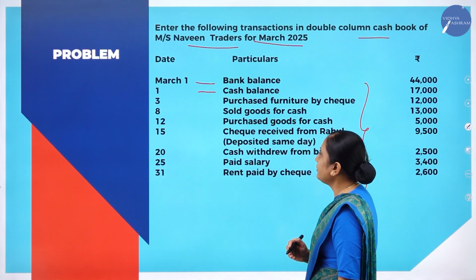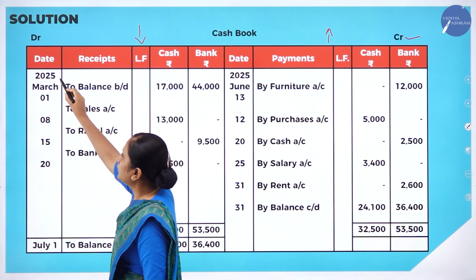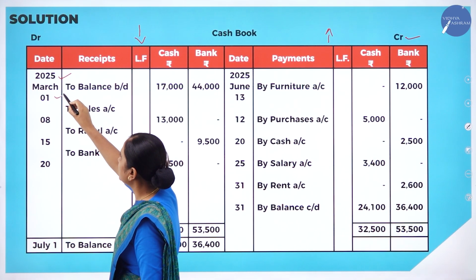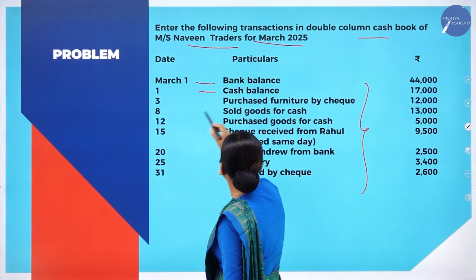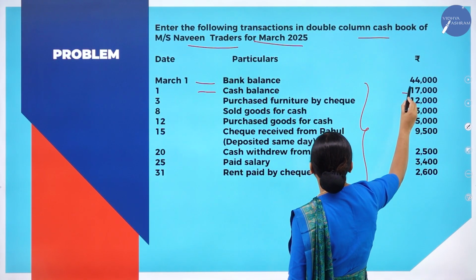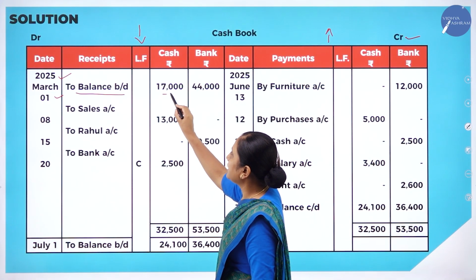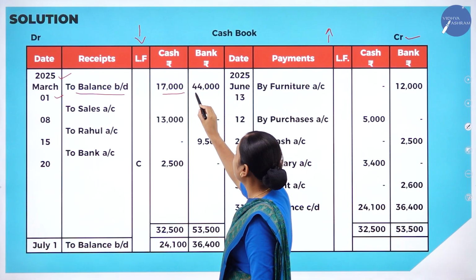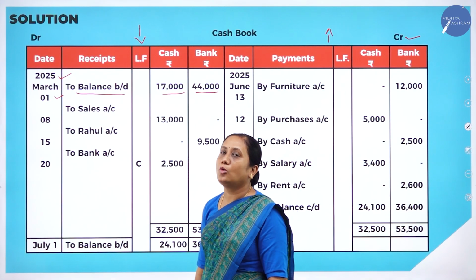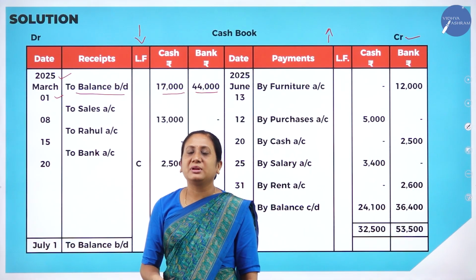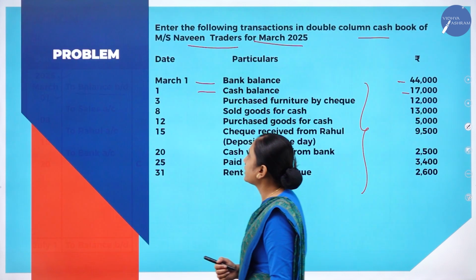Followed? Now what we have to do is, we have to come here, write the date in the date column, 2025, March 1, to balance brought down. See here, cash balance is how much? 17. Bank balance is how much? 44. So cash balance 17 will be written in the cash column. Bank balance 44 will be written in the bank column. It is the opening balance, the previous month's balance brought down this month. Followed?